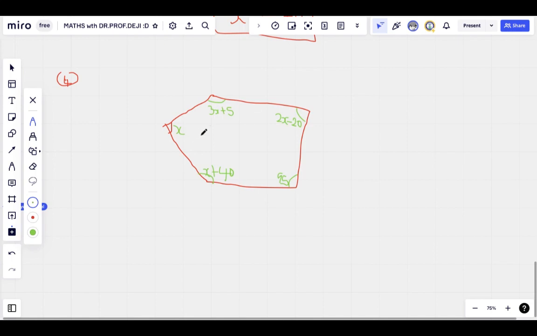So they want us to find the value of x. Like I said, they want you to find the value of x. All you need to do is... Can I do it first? Okay. It's a 5-sided polygon, it has 5 sides. They want us to find the value of x, right? Yes.